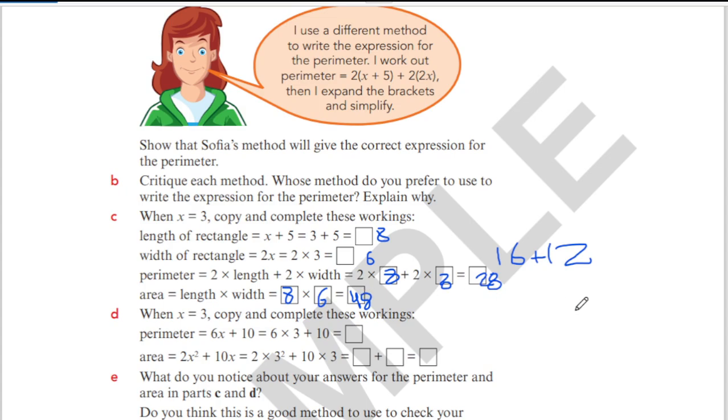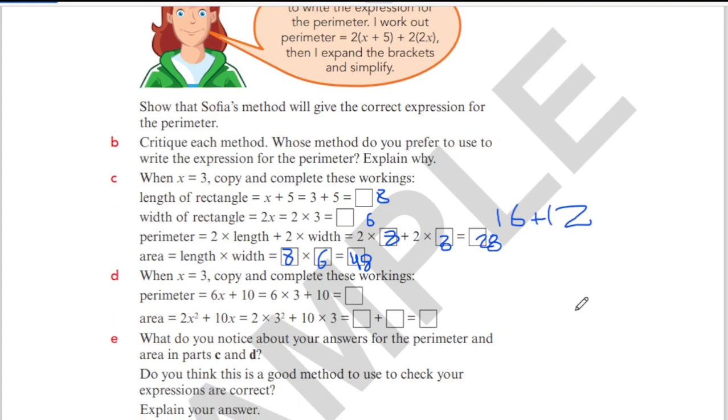So move to part D. When x is equal to 3, copy and complete these workings. Now we'll complete this working. 6 into 3 is 18, 18 plus 10 will be 28, and 3 square will be 9. 2 into 9 will be 18. 18 plus this will be 48, and 10 multiplied by 3 will be 30. So 18 plus 30 is 48.